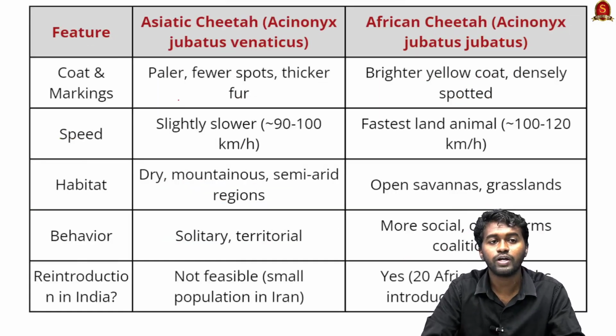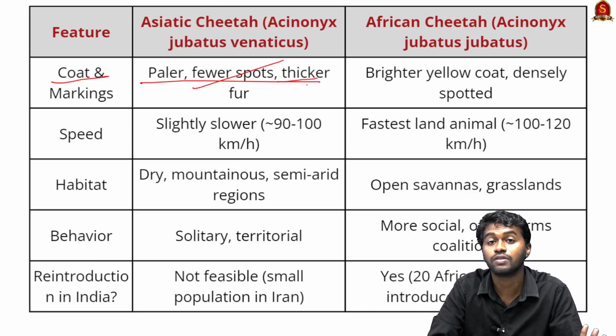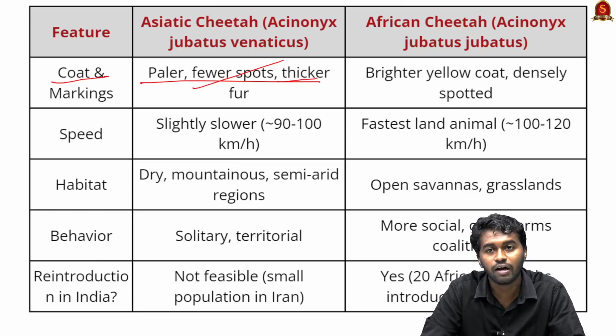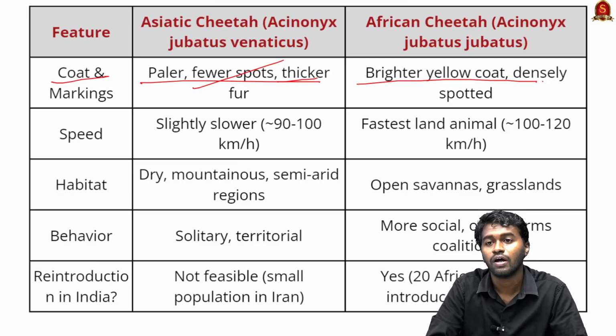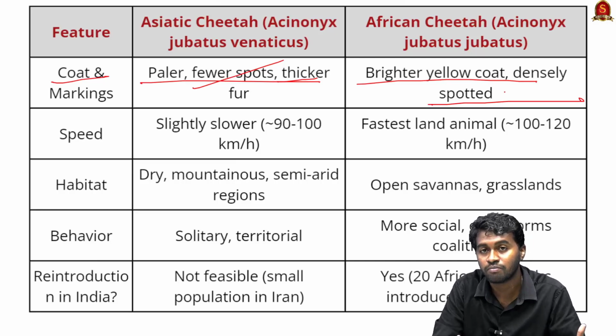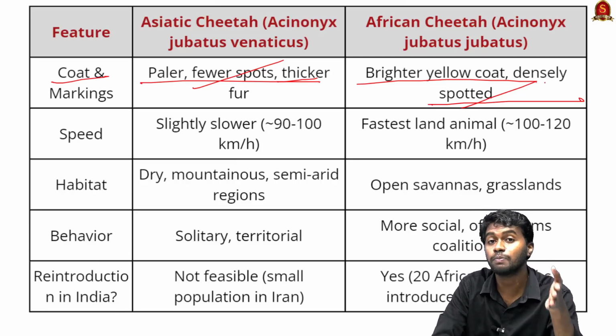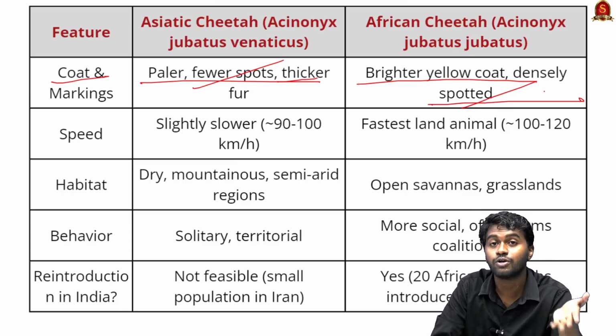So coming to the coating and markings, the Asiatic cheetah is paler, and there are fewer spots on their body, and they have thick fur. On the other side, the African cheetah is bright yellow, and they are densely spotted. They are densely spotted because it will help them to hide in the grassland to catch their prey.